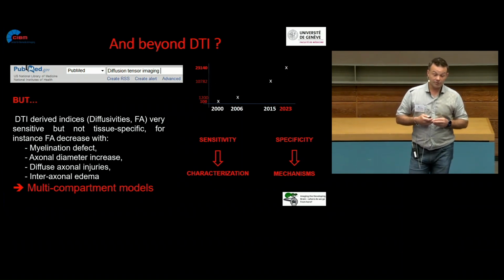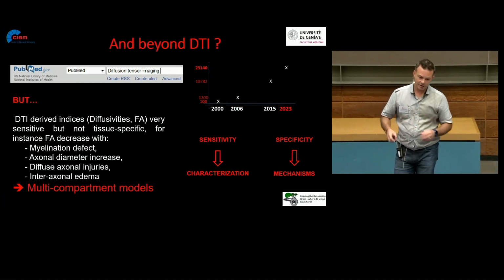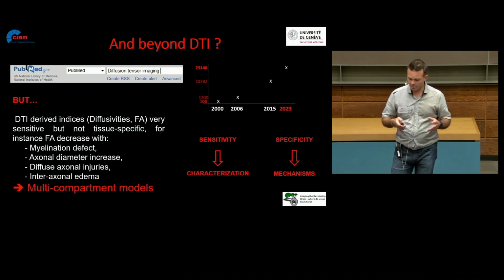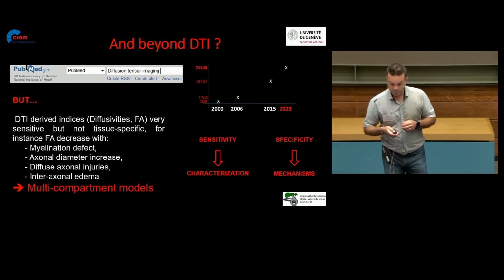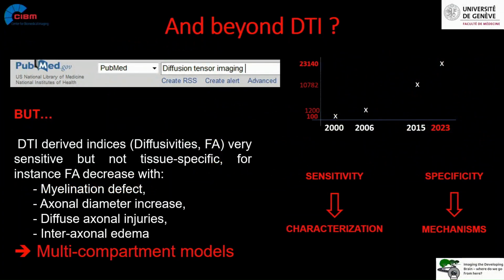Why? Because the DTI derived indices, so these diffusivity values and the fractional anisotropy, are very, very sensitive to the tissue microstructures. It means that you can characterize plenty of pathologies that affect the brain microstructure. With DTI, you will be able to see something. But the problem is that it's very sensitive, but not enough tissue specific.